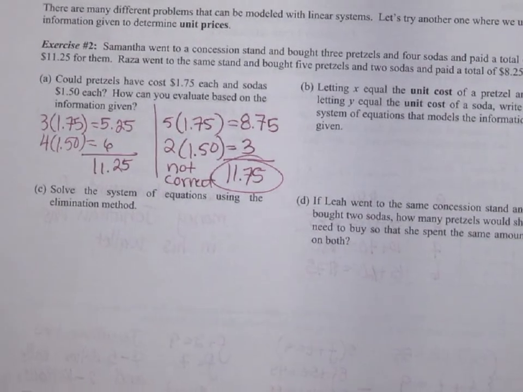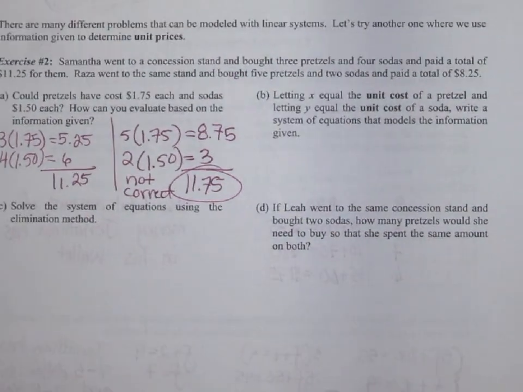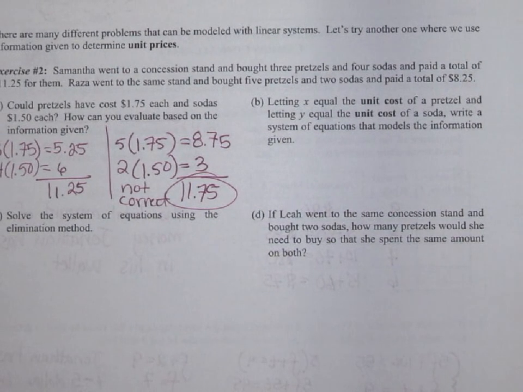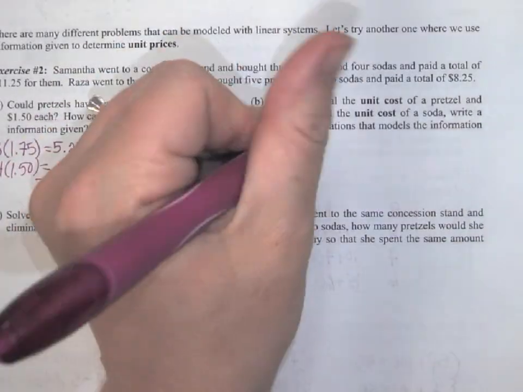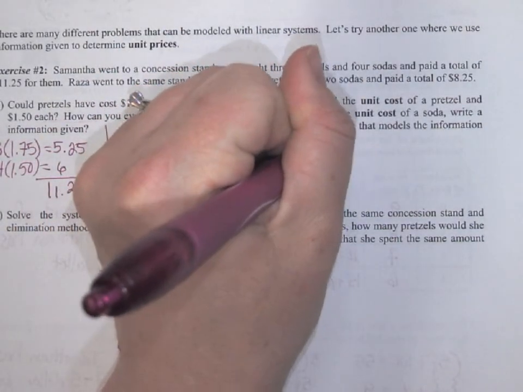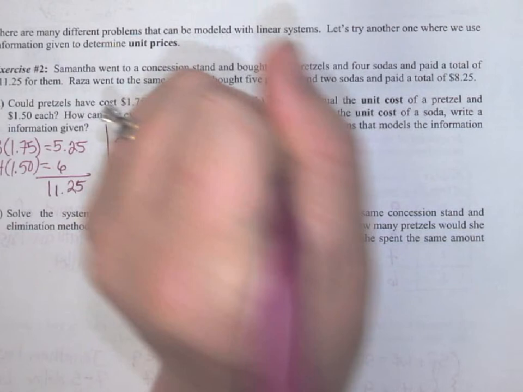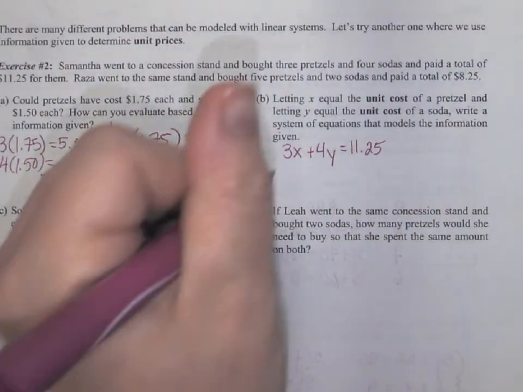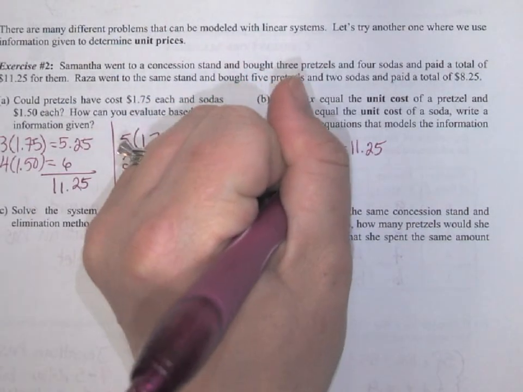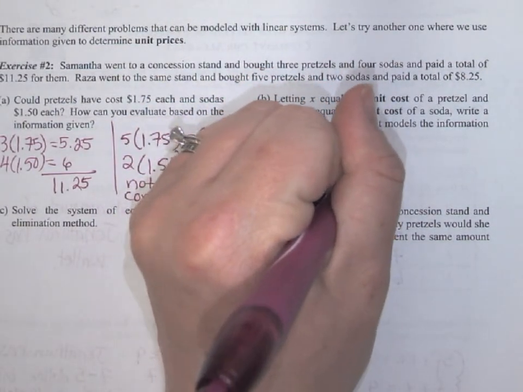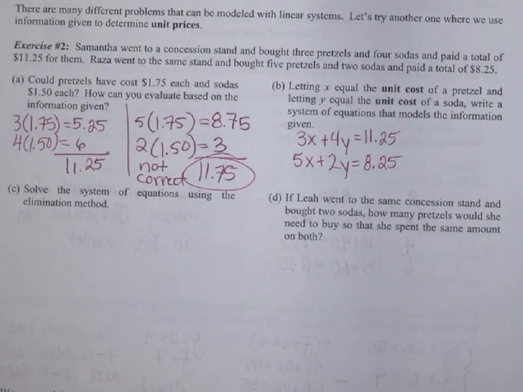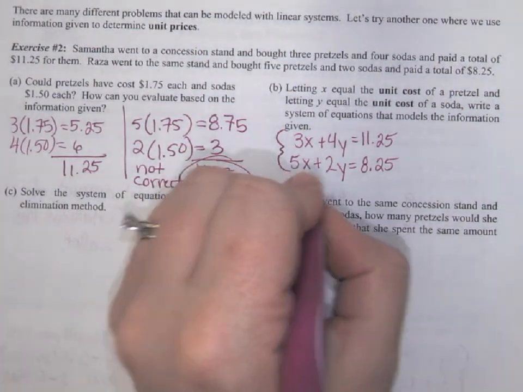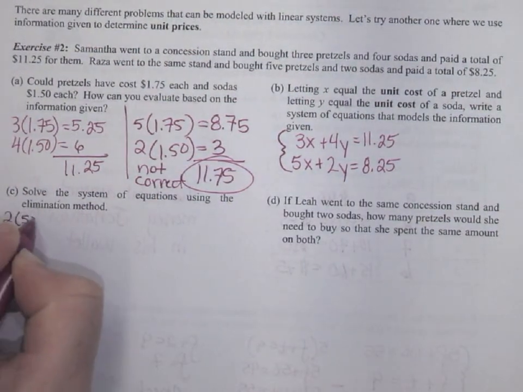So can we figure it out? Can we write a system so we can figure out what the unit price would be? So X is the cost for a pretzel, and Y is the cost for 1 soda. So I know that 3 times X and 4 times Y has to equal $11.25. I also know that 5 times X and 2 times Y has to equal $8.25. So now I can solve my system. I'm going to multiply my second equation times 2.